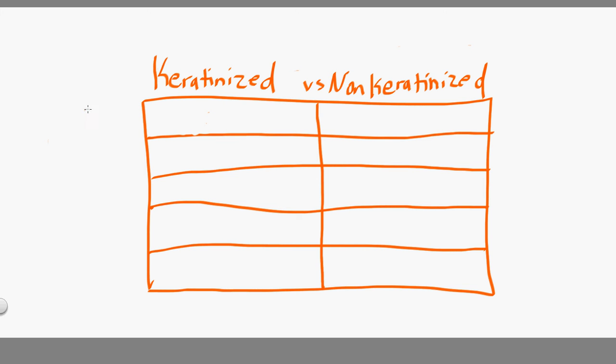So in this video, we're now going to be taking a look at the difference between keratinized versus non-keratinized, and both of these are related to epithelial cells. An example of keratinized tissue would be the skin. Non-keratinized, the internal esophagus. Internal, that's the key point there, internal esophagus.